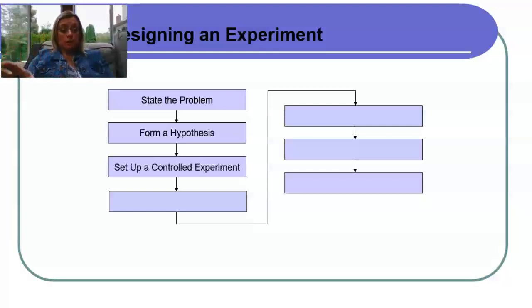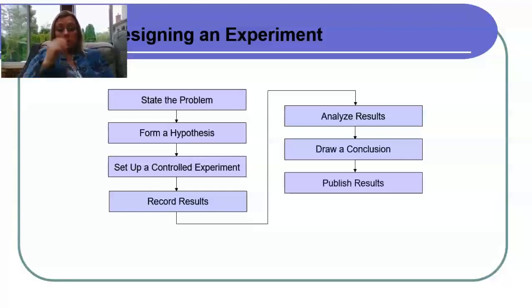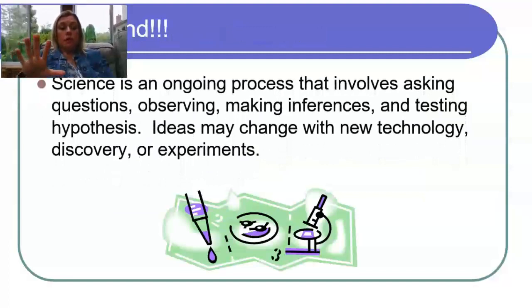You set up a controlled experiment. You record the results of your experiment. You look at the results of your experiment, and then you draw a conclusion from what you can prove or see and observe from your experiment. And then you can publish your results. Now, this process might repeat itself several times in order for you to get it to a point where you're verifying your hypothesis. So an experiment can evolve. Just remember that it's an ongoing process. And you should, as a scientist, always be asking questions, making observations and inferences, and testing hypotheses.